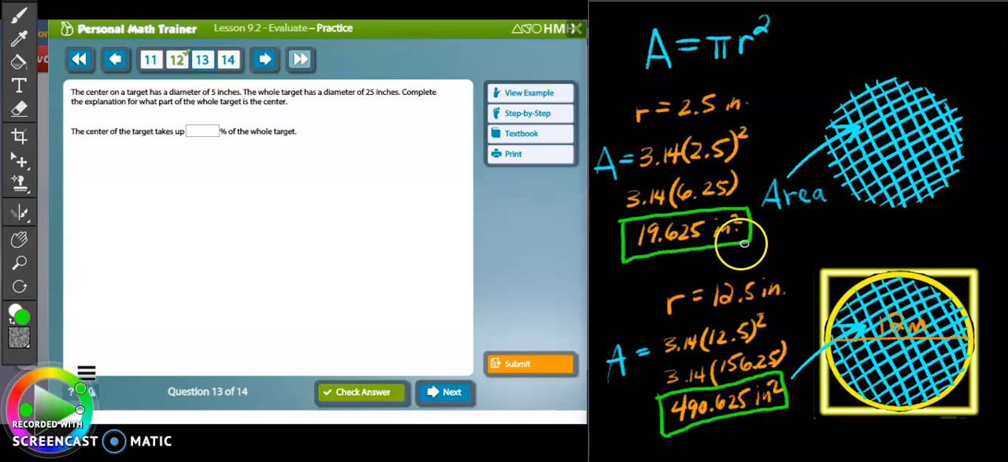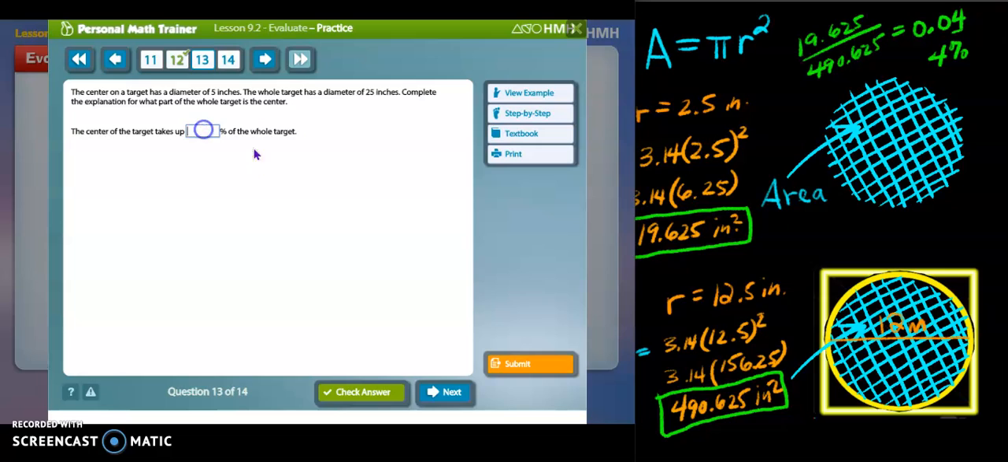What you're going to need to do is divide these two numbers. So you're going to take 19.625 and divide that by 490.625. If you use a calculator, you'll get this as an answer. And if you remember anything about percentages, you always move this decimal back 2 spaces. This is in the hundredths place, so this is actually going to be 4%. So that smaller target's only taking up 4% of the bigger target. So this is going to type 4.